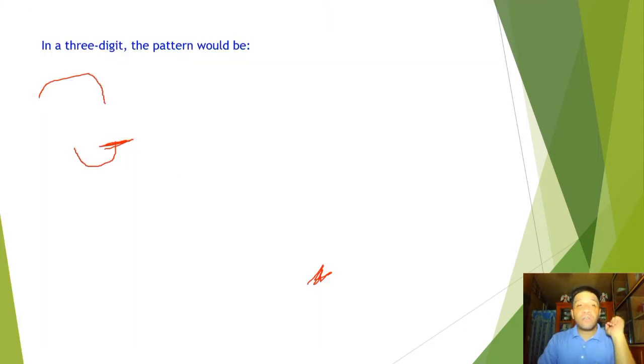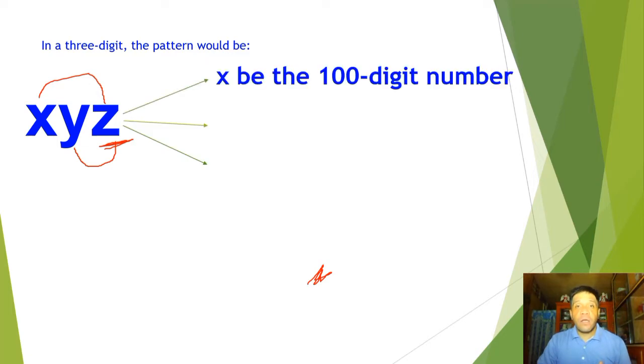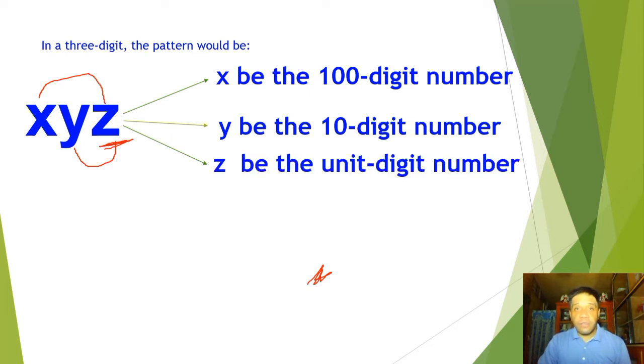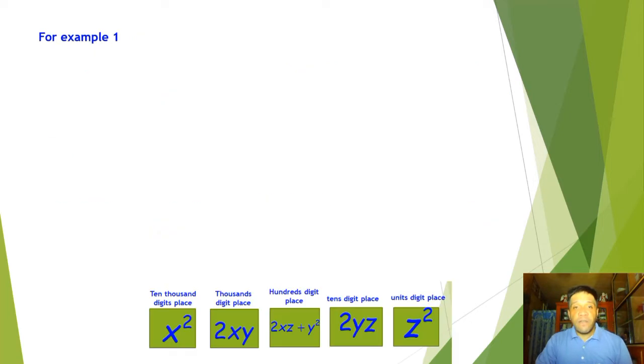Okay, here we are now. In the three-digit pattern, we have to identify this formula. That formula is represented by X, Y, and Z. X stands for the hundreds digit, Y stands for the tens digit, and Z is represented by the units digit. So here's now the formula. For example, as I posted on our title, 342 square, or in other words, the square of 342.